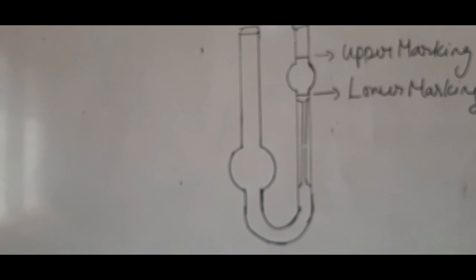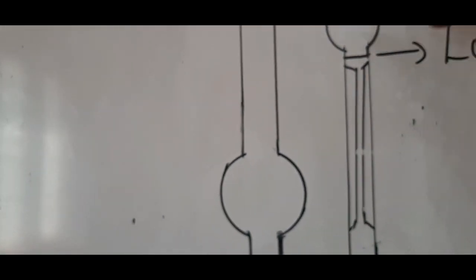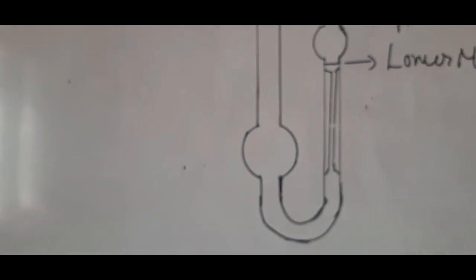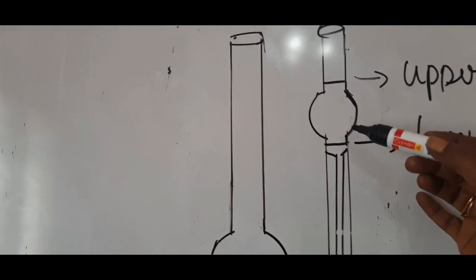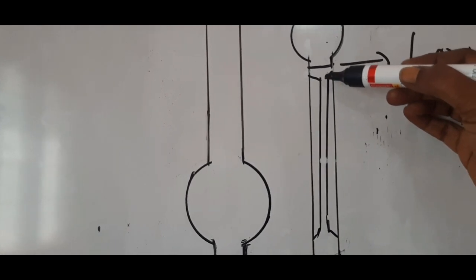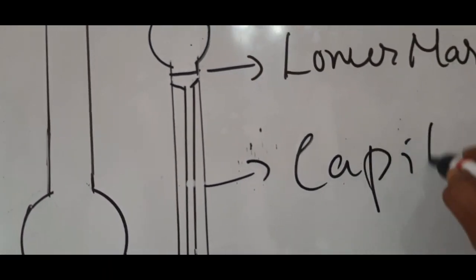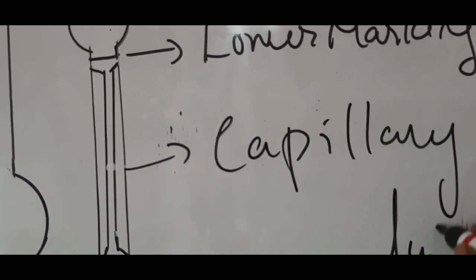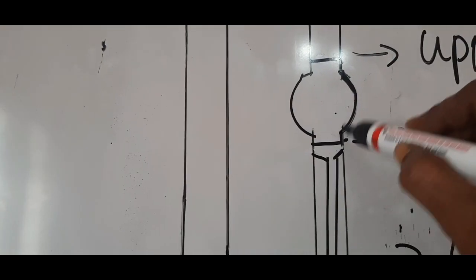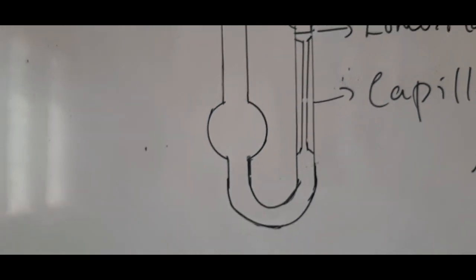Oswald viscometer is a U-shaped apparatus used to determine the viscosity. It consists of two bulbs here, upper bulb and lower bulb, and there is a capillary tube. Here is a capillary tube, and you could see two markings here. One is the upper marking and another is the lower marking.